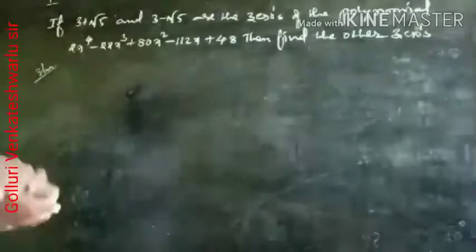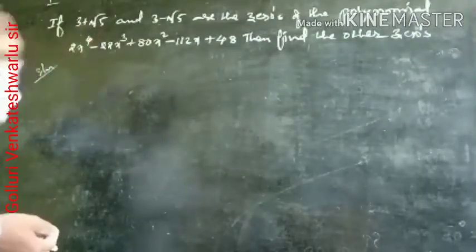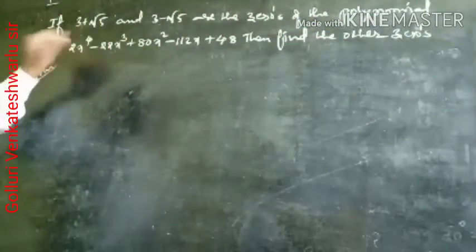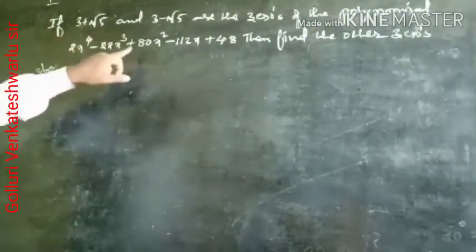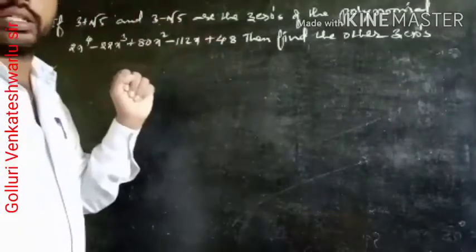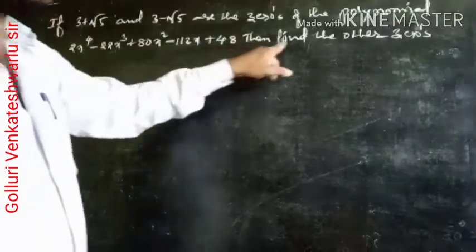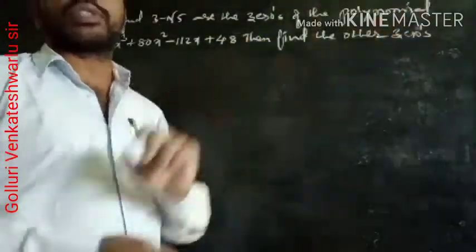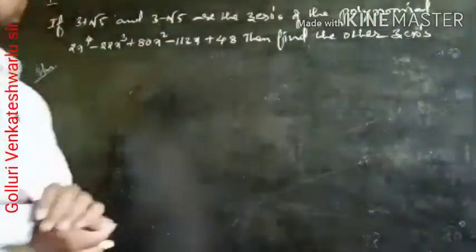See the problem. If 3 plus root 5 and 3 minus root 5 are the zeros of the polynomial 2x to the power of 4 minus 22x cube plus 80x square minus 112x plus 48, then find the remaining other two zeros of the polynomial. This is the question given there.